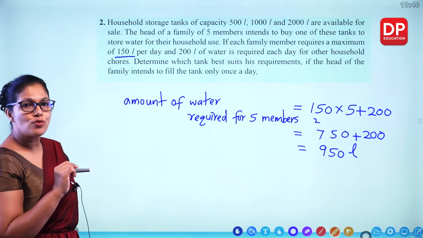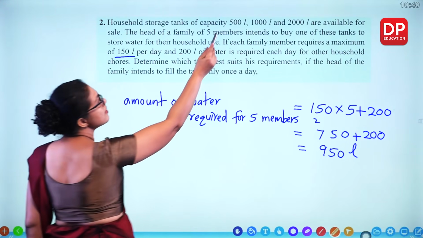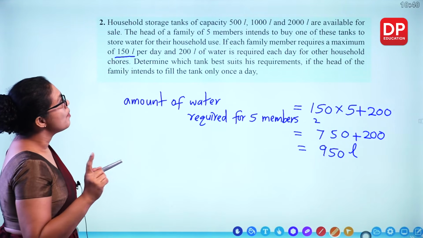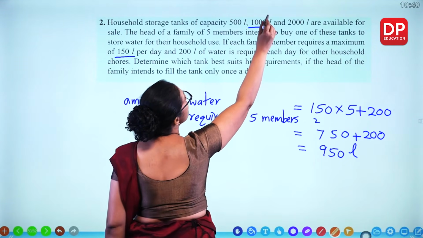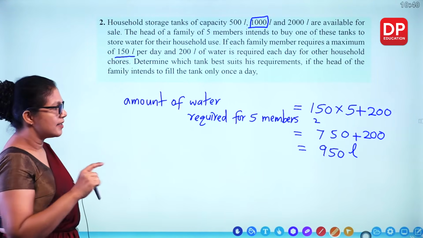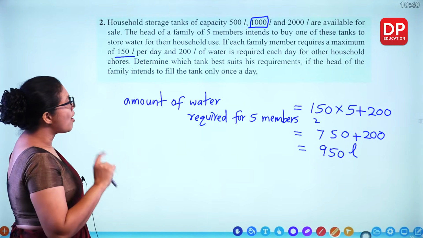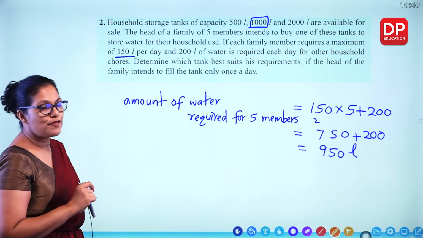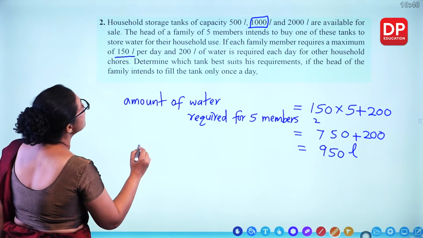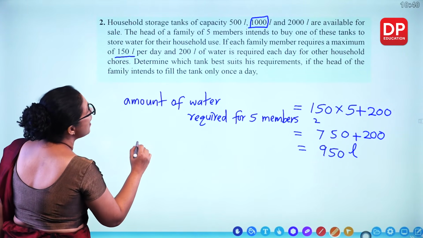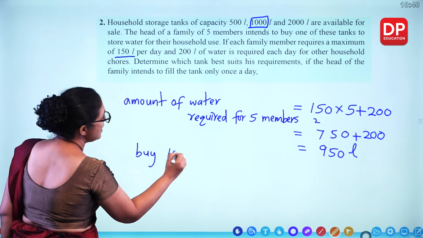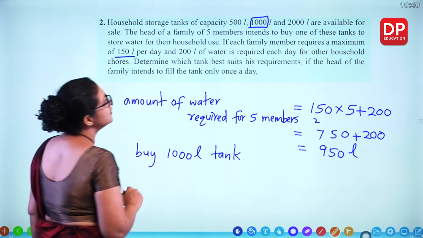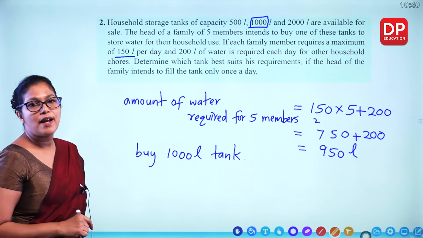So which tank is suitable? You can't take 500. That's not enough per day. So you need to take 1000-liter tank, because the amount of water required per day is roughly 950 liters. So you can write 1000-liter tank, because you need 950 liters.